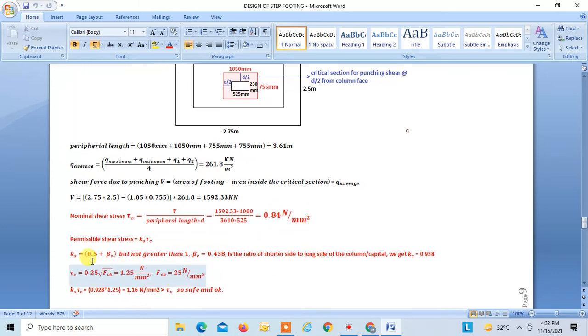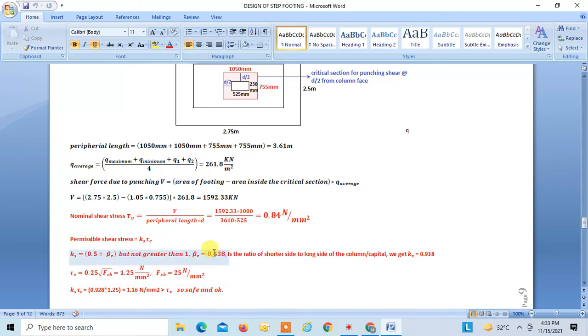Now, according to the code, the permissible shear stress in case of punching shear is given as Ks into tau c. Ks is equal to 0.5 plus beta c, where beta c is the ratio of the shorter dimension to the longer dimension of the column, which turns out to be 0.438. So this plus 0.5 is equal to 0.938. Okay, so we know Ks. Now tau c is equal to 0.25 into under root fck. fck we know is 25. This is equal to 1.25 Newton per mm square. So Ks into tau c is equal to 1.16, which is greater than 0.84.